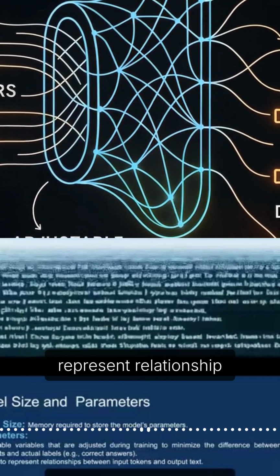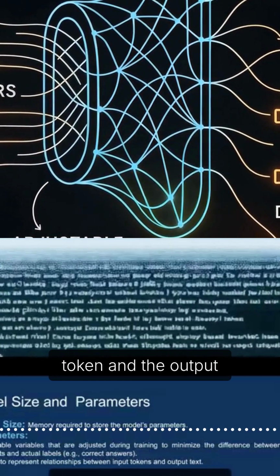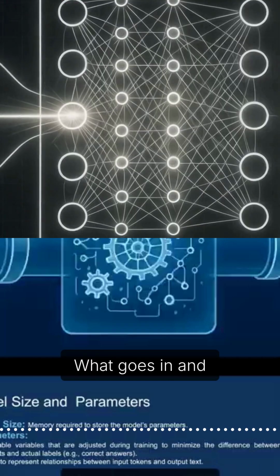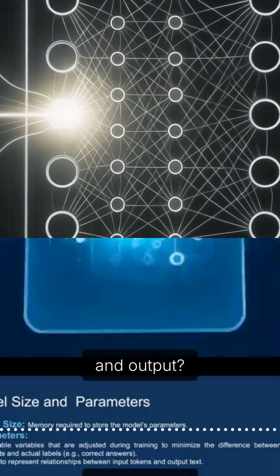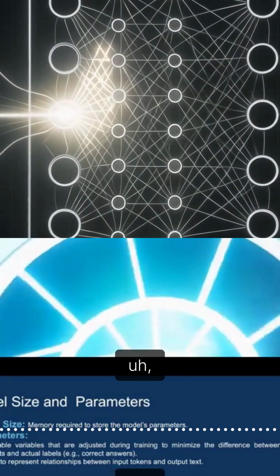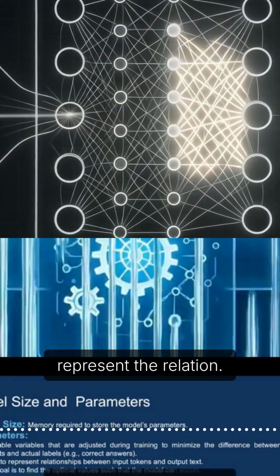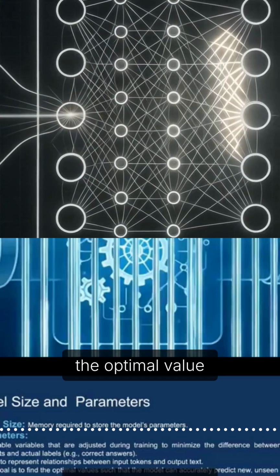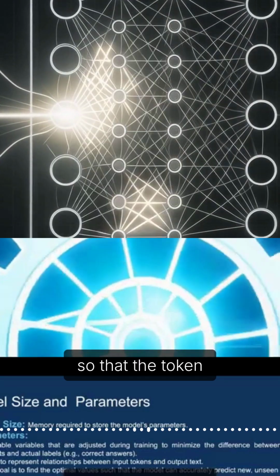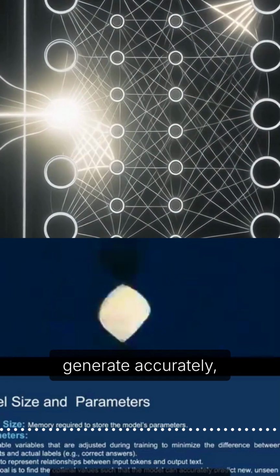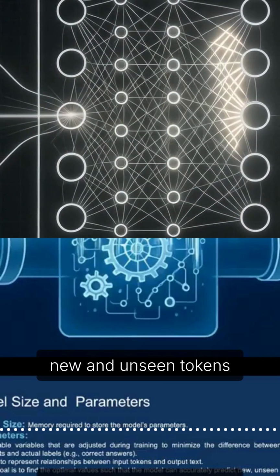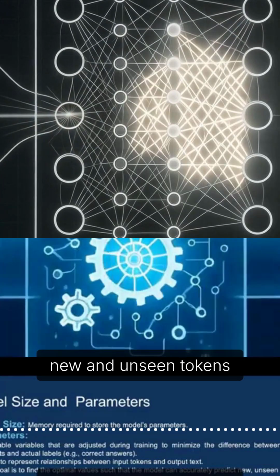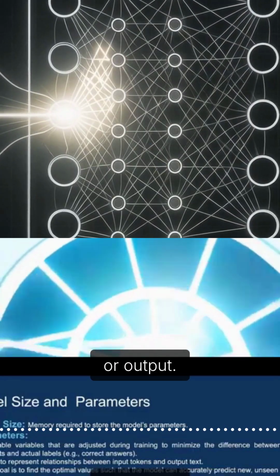They are used to represent the relationship between the input tokens and the output text. What goes in and what the model creates. What is the relation between the input and the output? The parameters represent the relation. The goal is to find the optimal values so that tokens are generated accurately, so that the model accurately predicts new and unseen tokens or output.